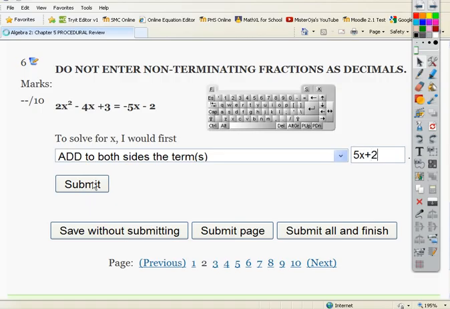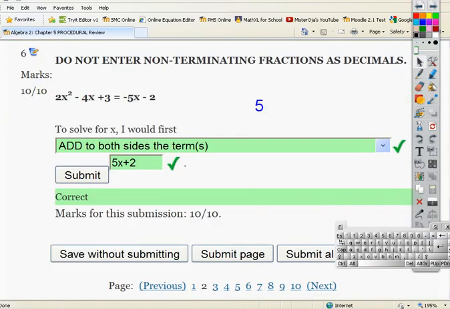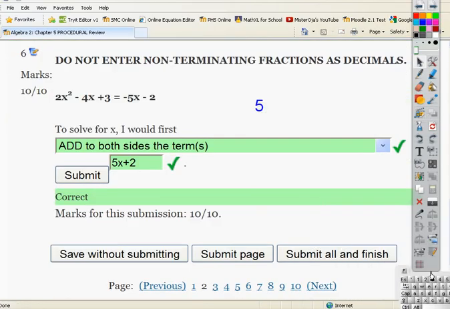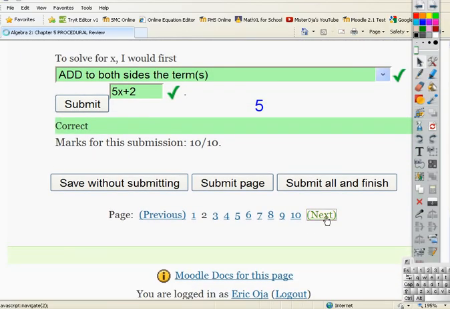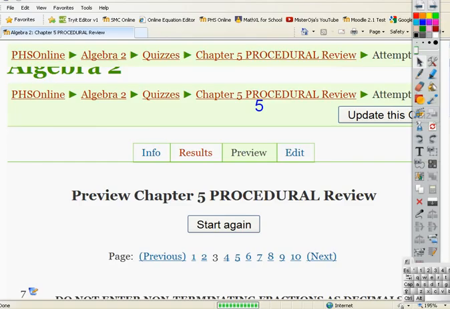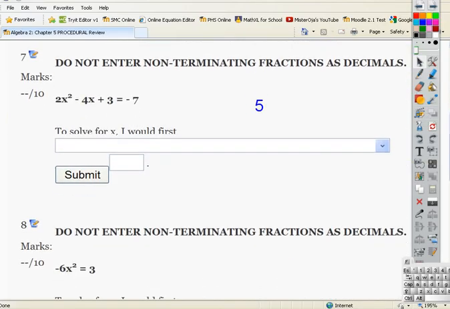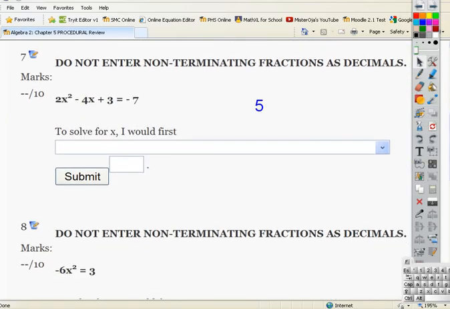Okay, so, okay, what about this one? Add 7, sure, right? We want to get it set equal to 0. Okay, so add 7 to both sides.